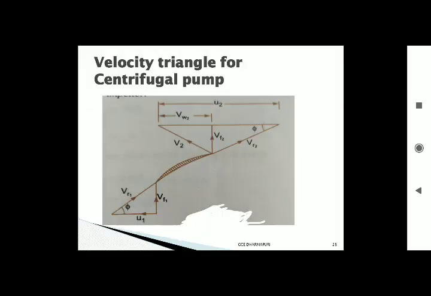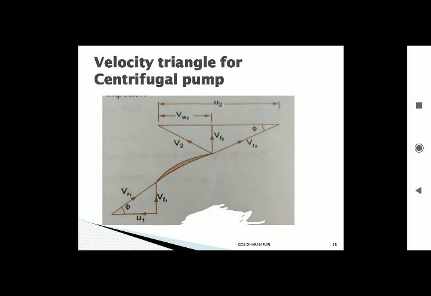This is the velocity triangle diagram for a centrifugal pump. Point 1 is inlet, that means the center of the pump. Point 2 is outlet, that is nearer to the casing part. At inlet we don't have whirl velocity; at inlet whirl velocity is 0. At inlet what we have is flow velocity Vf1, and that Vf1 is equal to V1.